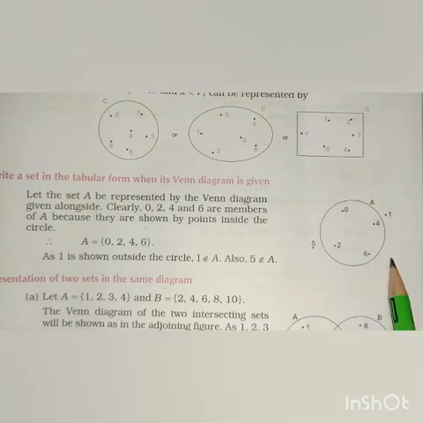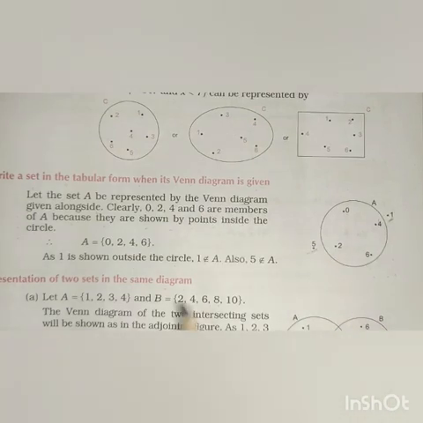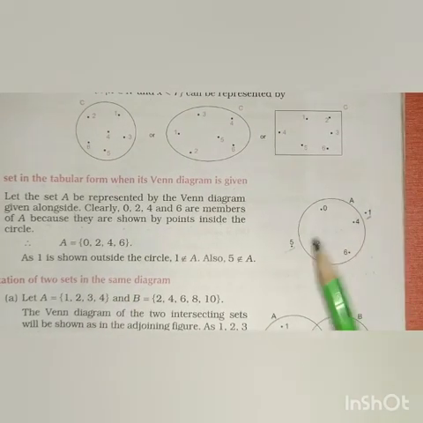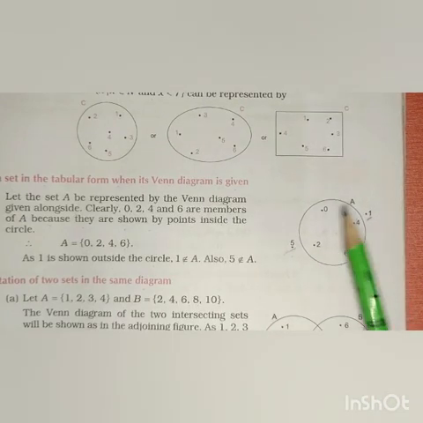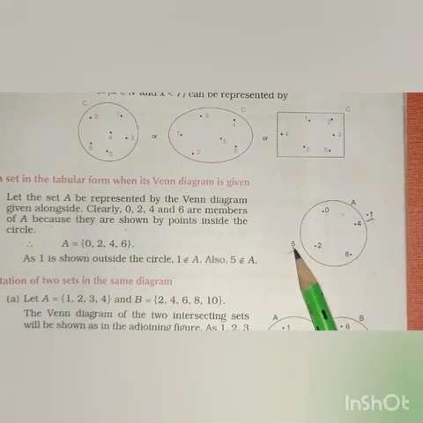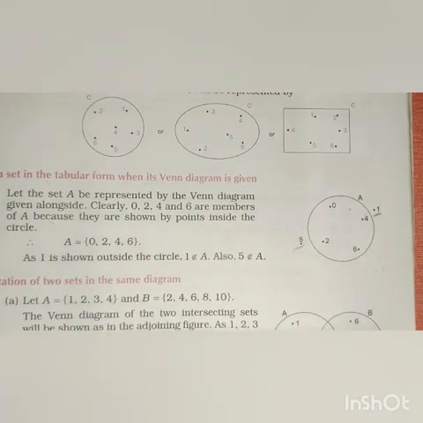Why they are not the members of this set? Because they are out of the figure. So set A in tabular form is equal to, set A is equal to, here the elements 0, 2, 4, 6. So 0, 2, 4, 6. Now close the curly bracket. Now here two members are also 1 and 5, but they do not belong to the set A. Why? Because they are outside the figure. Okay.